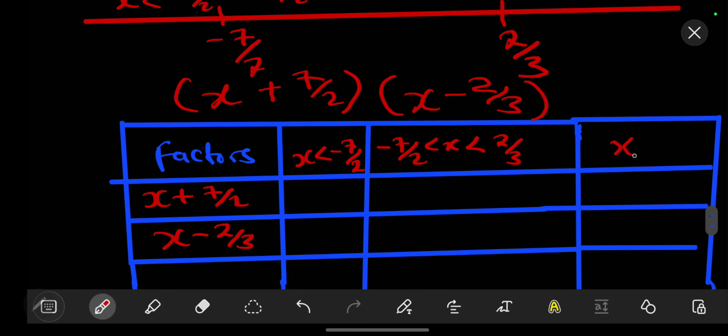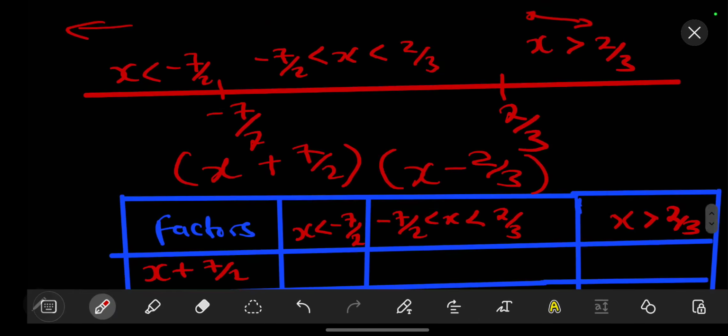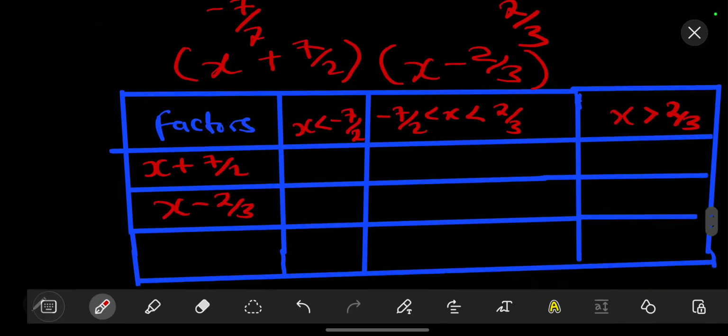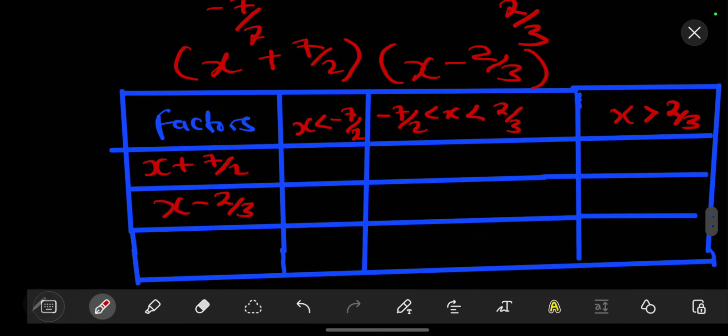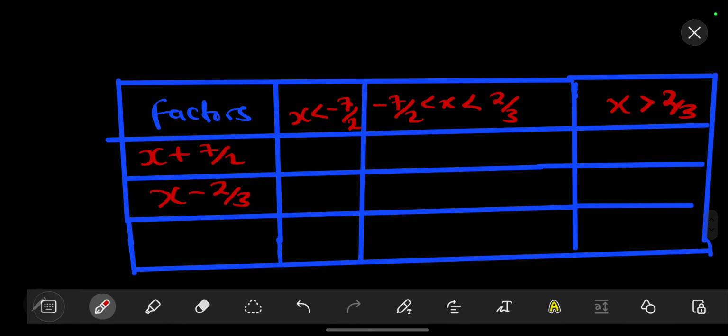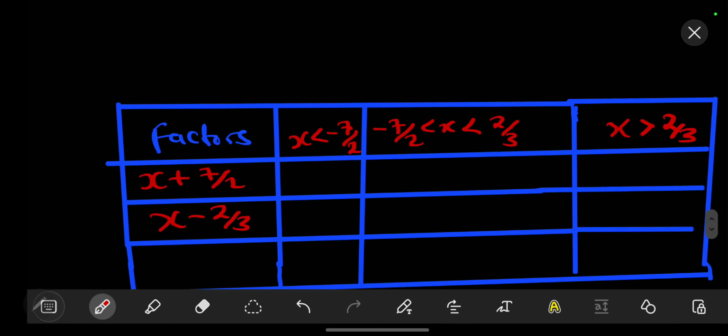Then the last one will be our x is greater than the highest critical value, which is this one in this case. So if our x is less than negative 7 over 2, that means x can be equal to negative 4. Negative 7 over 2, we have approximated it to be negative 3.5. So it could be equal to negative 4 like that.